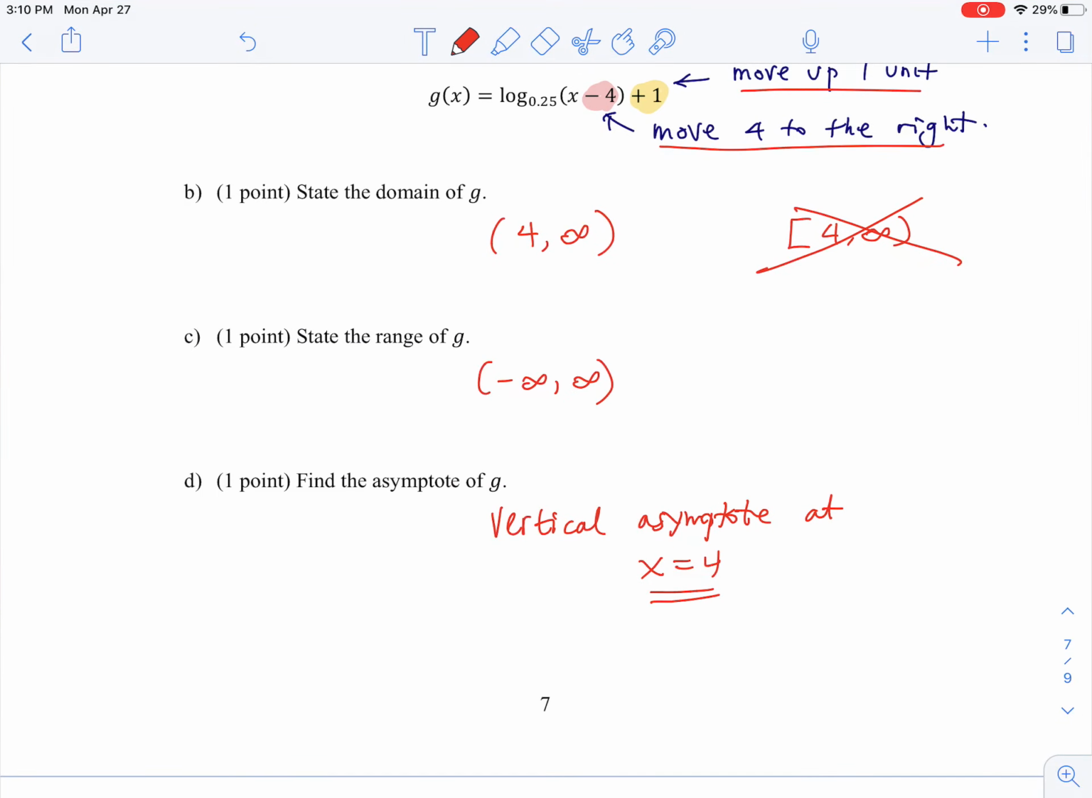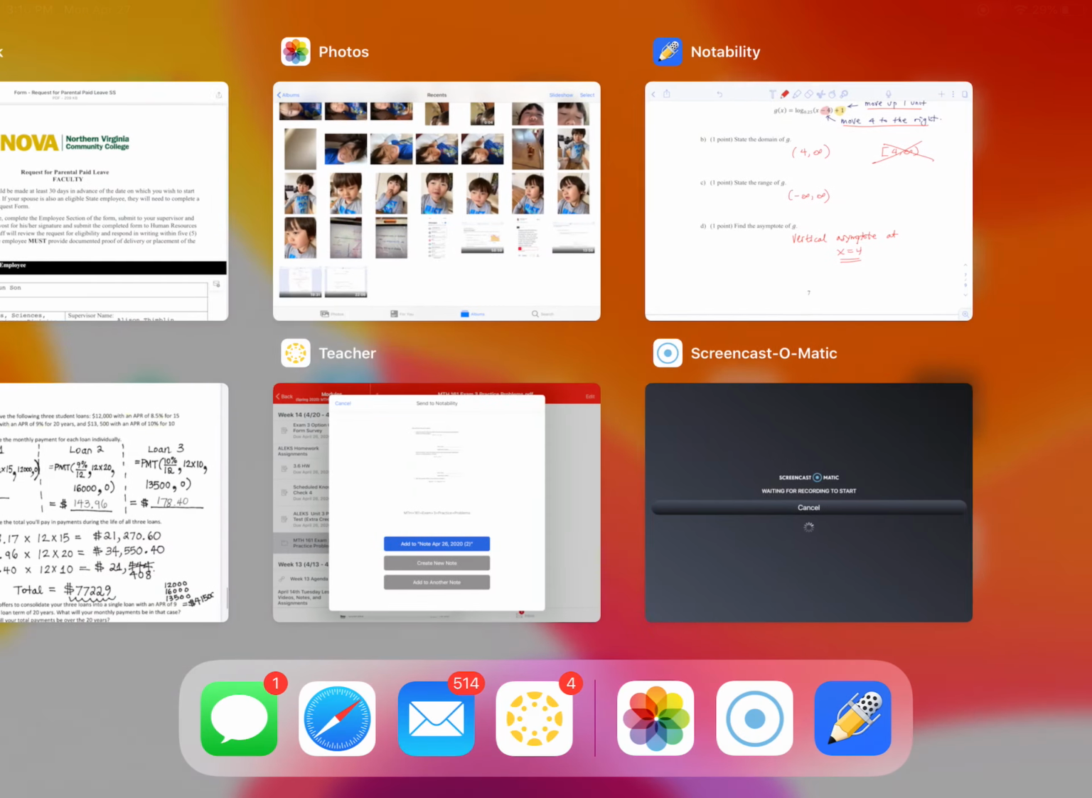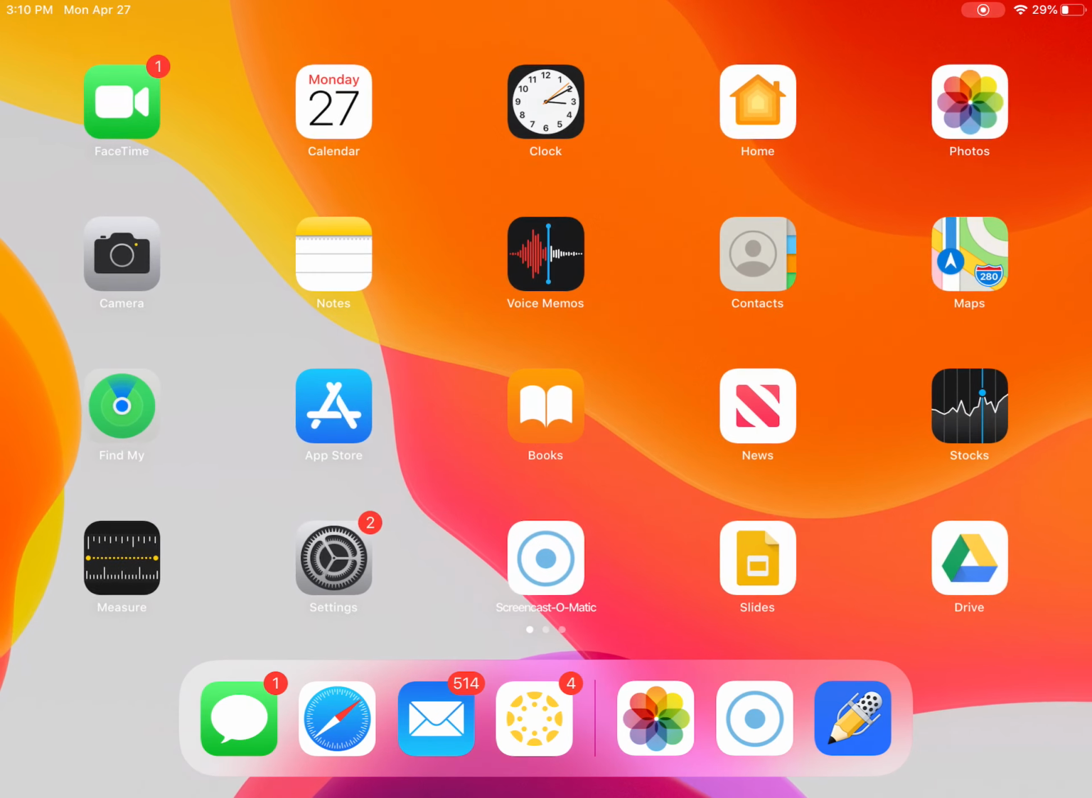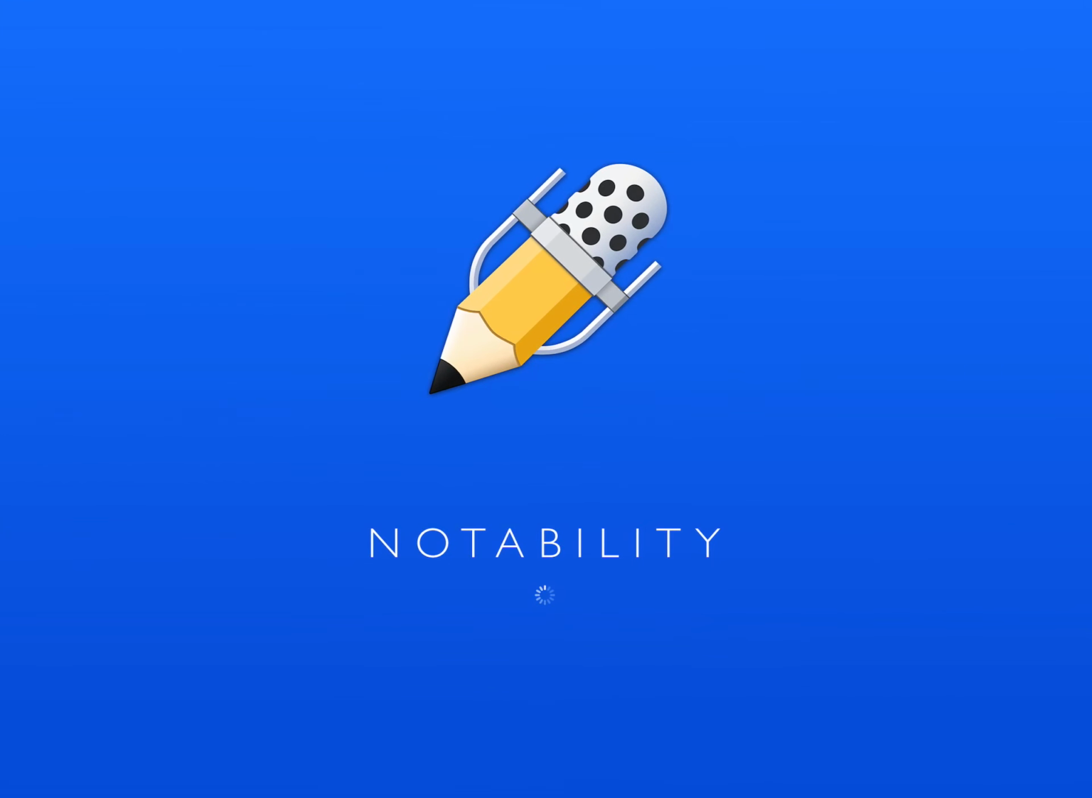All right, so let's go to number, why isn't it moving? Let me try to close this app and try to reopen this app. Come on, app.